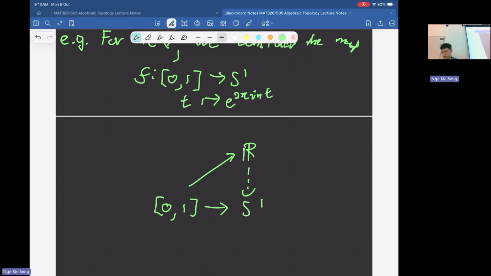Okay. So let's remind ourselves what this projection map is. e to the it. Okay. And then now we're going to send t to e to the 2 pi i n t. Okay. Right. So what do you think here?